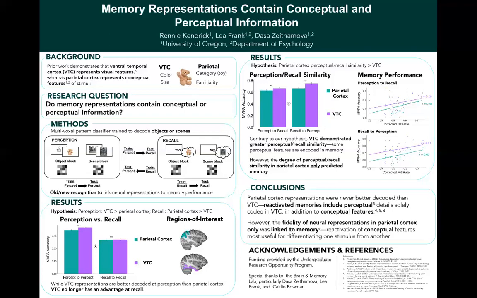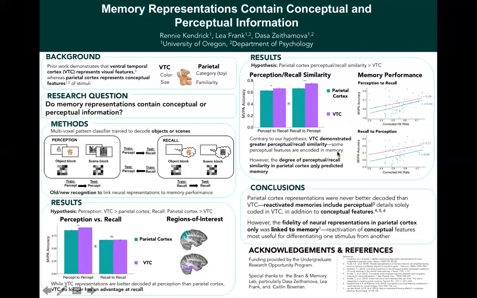Looking at the results with classifier accuracy again on the y-axis, I did not confirm this hypothesis. The purple bars are always higher than the blue, indicating that neural representations in VTC are more similar across phases and demonstrating that, in fact, perceptual information is represented in memory in addition to conceptual information.